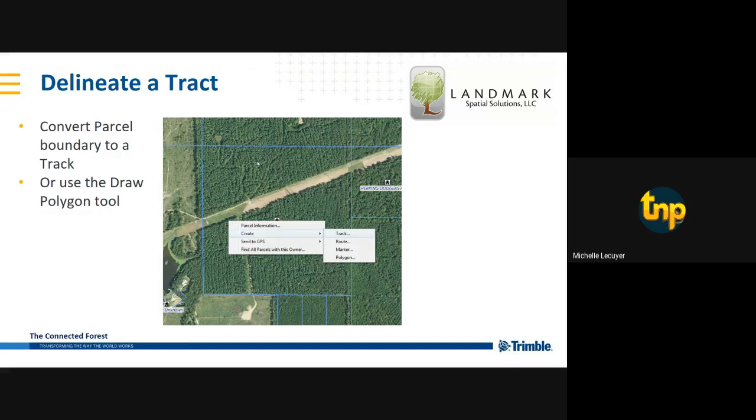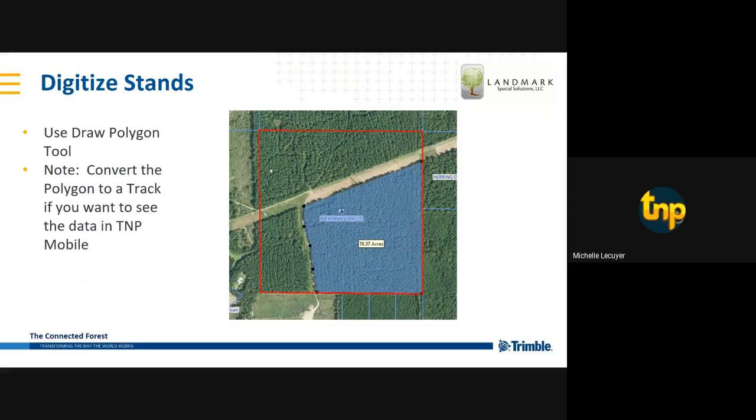where in TerrainNavigator Pro, you can, and I think our customers are aware of this particular feature, the parcel data subscription allows you to convert a parcel boundary to a track, or you can use the draw polygon tool. And once you've done that, you've got your boundaries, you can then use the polygon tool to digitize the stands. One of the important features in TerrainNavigator Pro is the ability to see that stand, let's say on a mobile device using TMP Mobile. And if you want to do that, you would want to convert the polygon to a track if you want to see it out in the field.